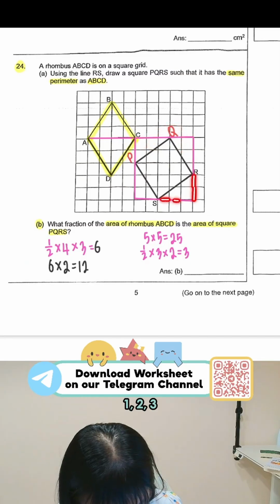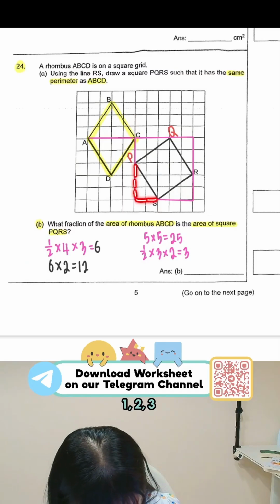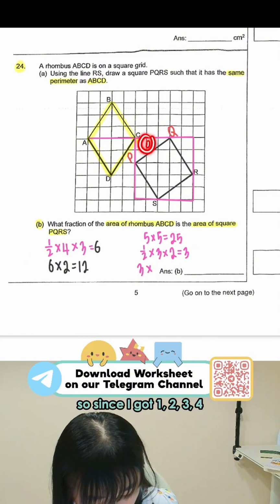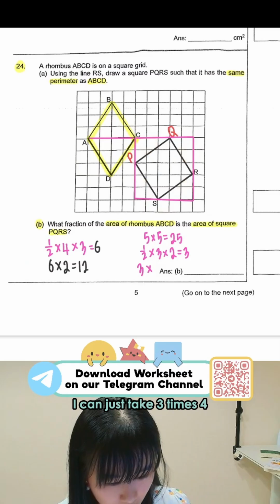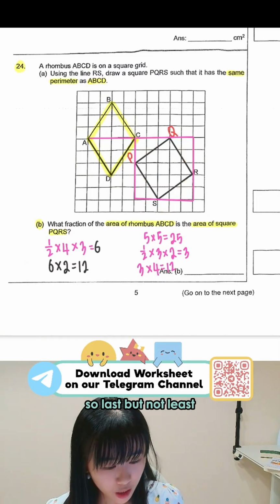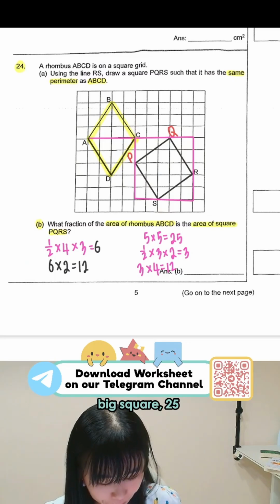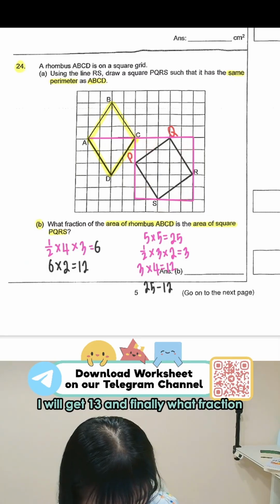1, 2, 1, 2, 3. Oh, this one is also the same triangle. 1, 2, 1, 2, 3, right? So it's also the same triangle. So since I got 1, 2, 3, 4 of these triangles, right, I can just take 3 times 4. All these 4 triangles add up to a 12. So last but not least, I will take the total area of this big square, 25, minus the 4 triangles here, which is a 12. I will get a 13.